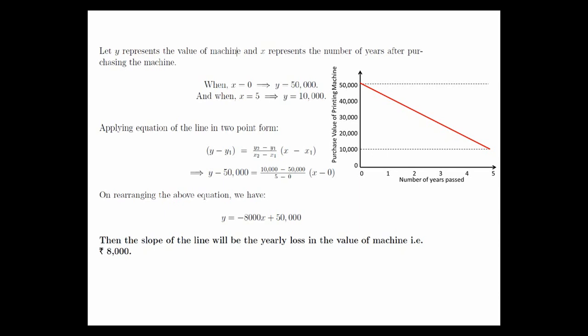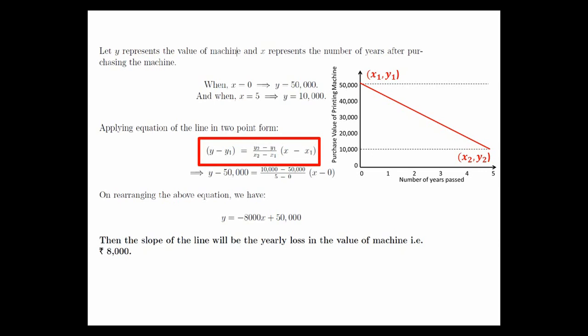Now, what we apply here is the equation of a straight line in its two-point form. So, that actually says y minus y1 equals y2 minus y1 divided by x2 minus x1, into x minus x1, where x1 and y1 are the x coordinate and y coordinate of one point, and the other point has coordinates x2 comma y2, and the straight line passes through these 2 points.